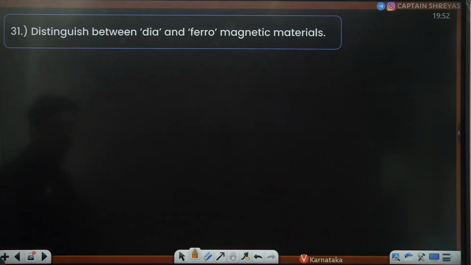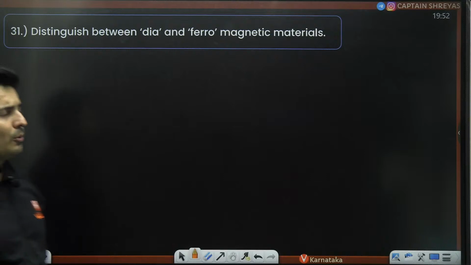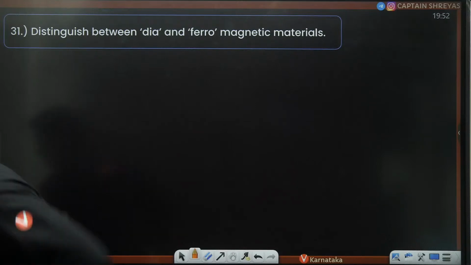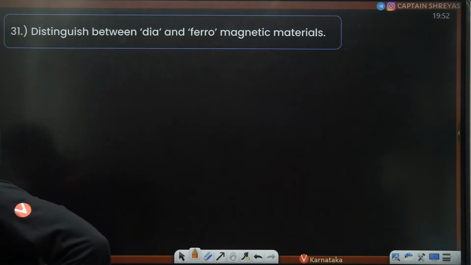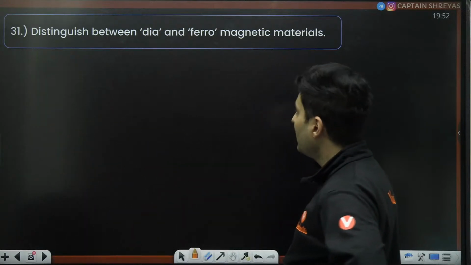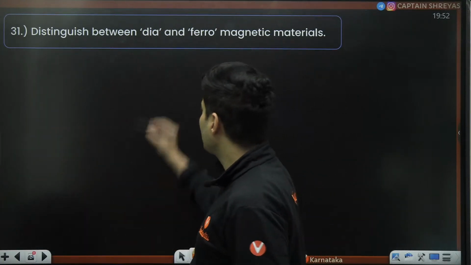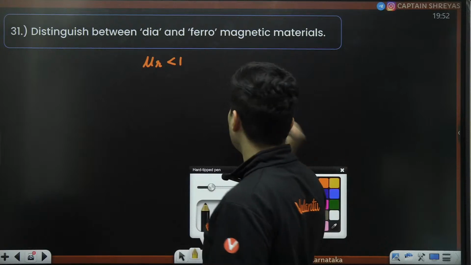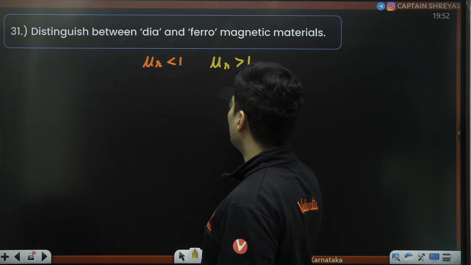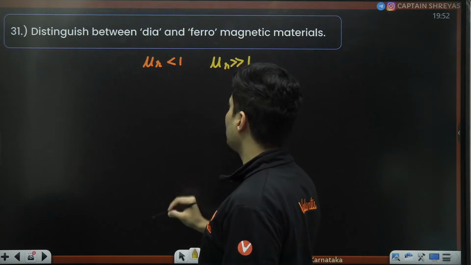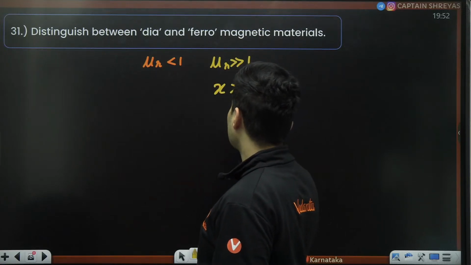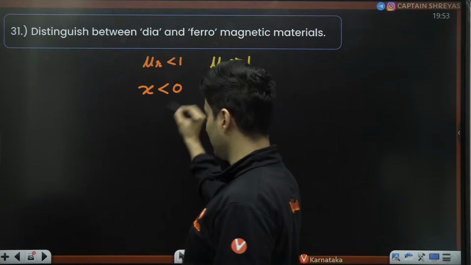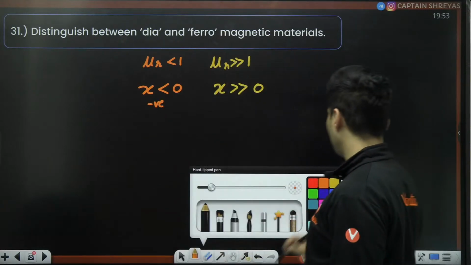So now, next question: distinguish between dia and ferromagnetic materials. Come on, my dear students. What is the distinction? Diamagnetic and ferromagnetic. For diamagnetic, first of all, the relative permeability is less than 1. For ferromagnetic, the relative permeability is more than 1. In fact, it is much, much larger than 1, and the susceptibility is very, very positive. For diamagnetic, the susceptibility is less than 0. It is basically negative.